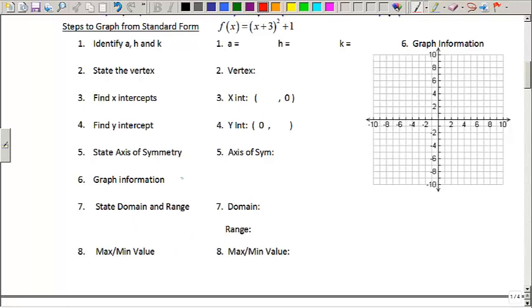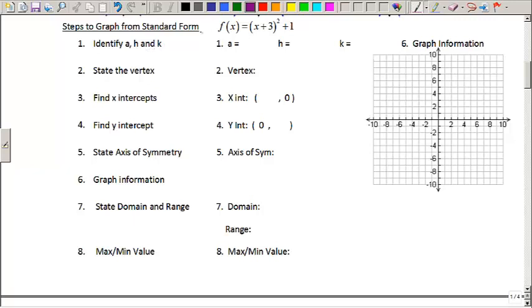Just make sure that you're reading the instructions on your homework so that you understand what's really being asked. And I'm going to be doing probably more than what's asked for each problem here. But that way you'll understand, so when you get to each problem, you'll know what you need to do. So first step is to identify your A, your H, and your K.